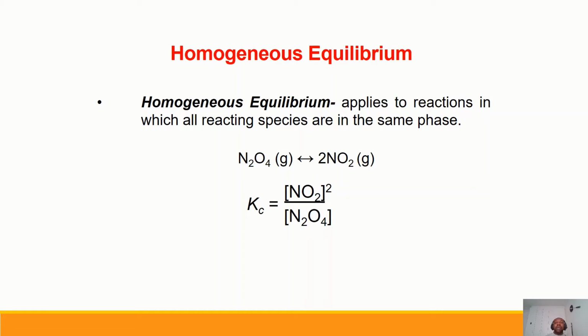So homogeneous equilibrium applies to reactions in which all reacting species are in the same phase. And what do we mean by the same phase? That all of them are in gaseous state or solid or liquid state. So that's homogeneous. For example, this reaction is in gaseous state. G stands for gas. So if you want to write the Kc, you write for the product, the concentration of the product raised to the power of the coefficient 2, and then the concentration of the reactant.